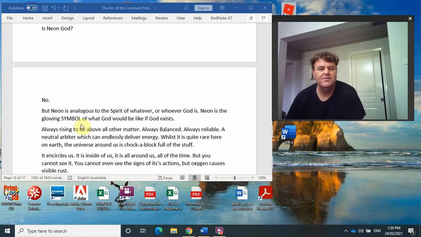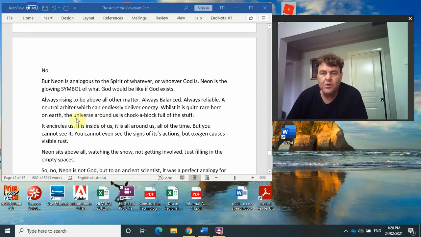So God, neon, always rising to be above all other matter. It's always balanced, it's always reliable, it's a neutral arbiter, which can endlessly deliver energy. Whilst it's quite rare here on Earth, the universe all around us is chock-a-block full of the stuff. It encircles us in that way. It is inside of us in that way. It is all around us in that way all of the time.